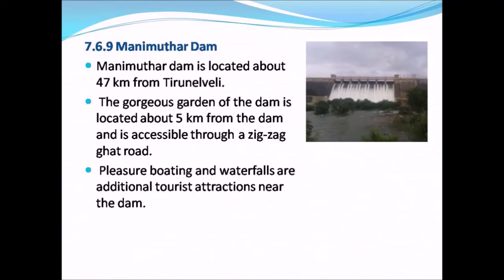Manimuttar Dam can hold water up to 118 feet. The gorgeous garden of the dam is located about 5 km from the dam and is accessible through a zigzag ghat road. That is, the mountain roads which have curves and bends. Pleasure boating and waterfalls are additional tourist attractions near the dam.